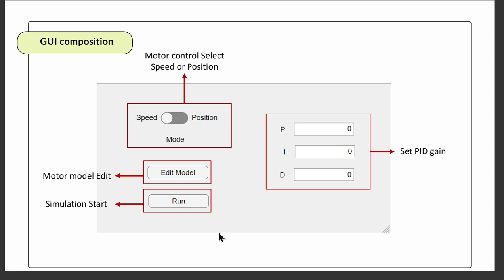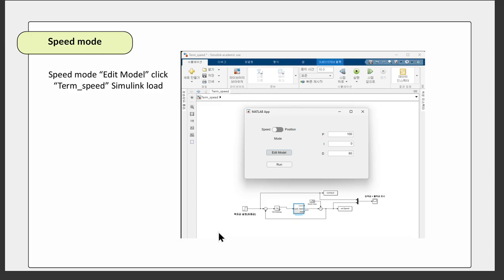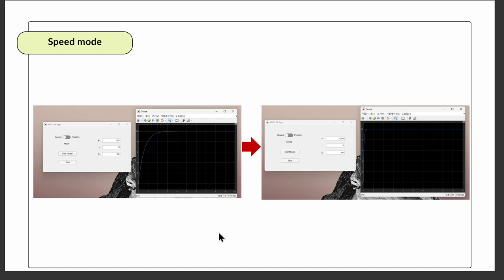This is a simple GUI I created for PID control of this simulator. It allows you to choose whether to control the motor speed or position. It includes a button to modify the model, a button to start the simulation, and a section to apply PID gain values. When you click the Edit Model button, the Simulink model will open on the screen. You can adjust the parameters in Simulink to simulate the system according to your requirements. In the speed mode simulation, you can observe the graph showing how the system reaches the target value depending on the PID gain values.